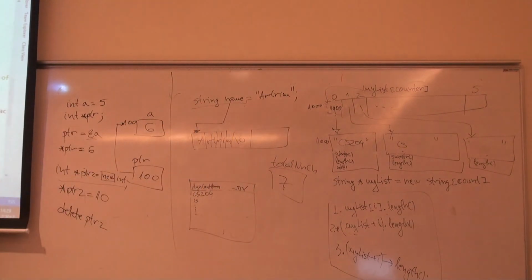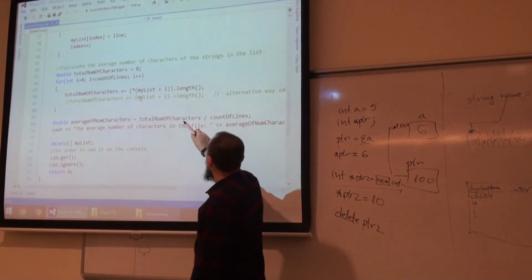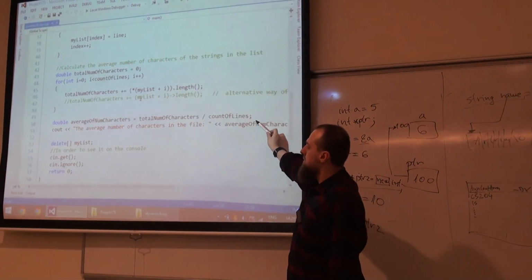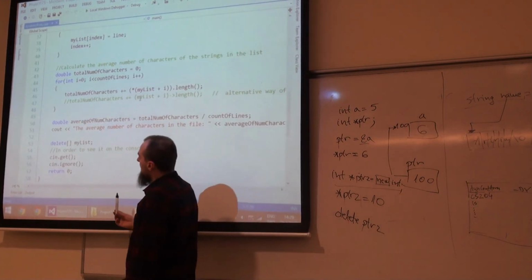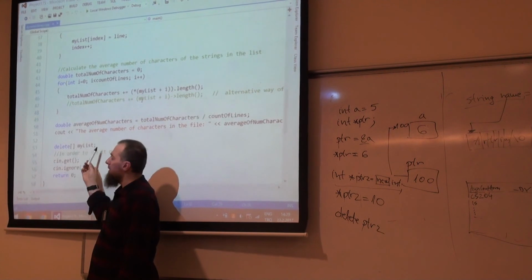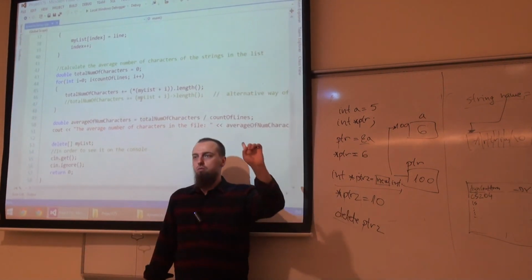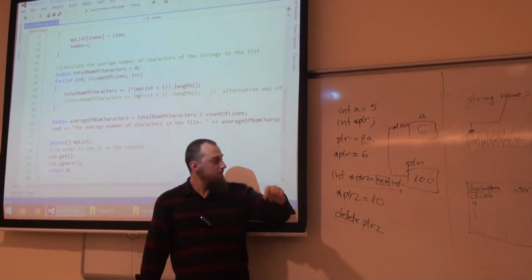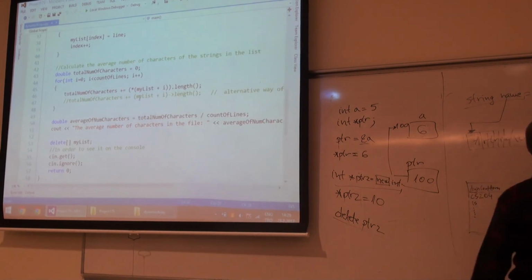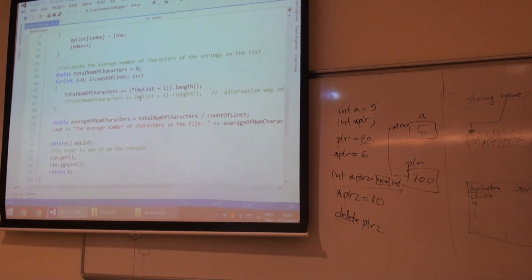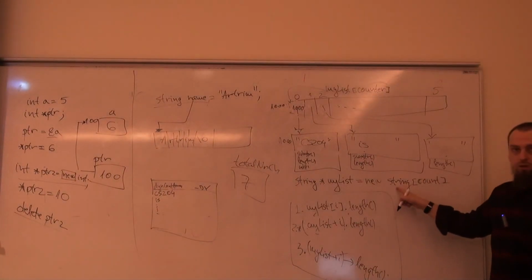Afterwards, we have the total number of characters, and we want to find the average, and the average is total number of characters divided by count of lines, of course. We print it, and this is another important part. Delete my list. You remember the delete PTR here? It deletes only one element, okay? But since here we declared, you see, not new string, we declared new array of string.